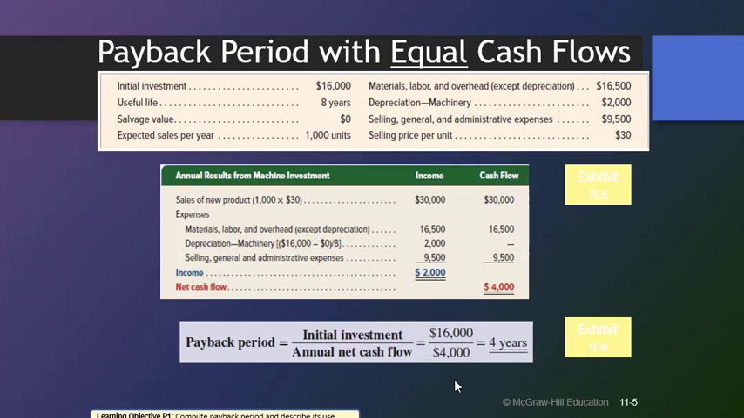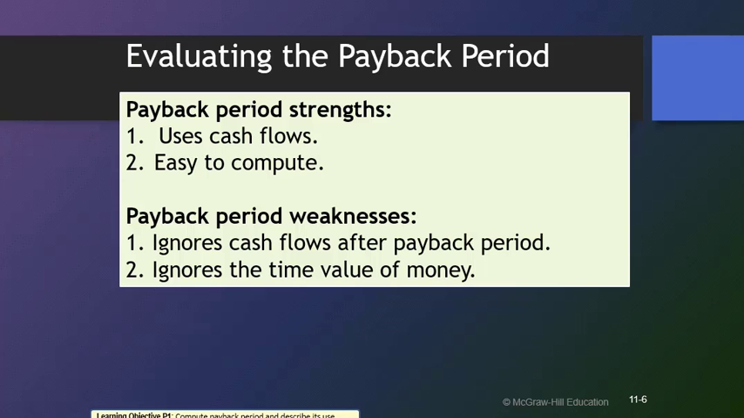Thus, under the payback period method, it will take 4 years for this machine to pay for itself. Okay, in 4 years, it will generate enough cash flow that it exactly offsets that initial investment of $16,000. Okay, so let's look at the advantages and disadvantages of the payback period method.